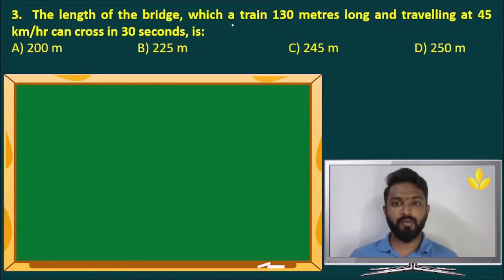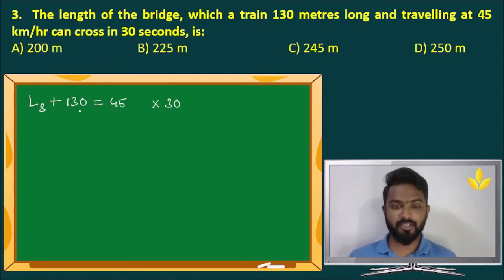The length of the bridge which a train 130 meters long and traveling at 45 km per hour can cross in 30 seconds is what? Okay. So we have the length of the bridge plus the length of the train, that is 130. This is nothing but the distance. Distance equals speed into time. Speed is 45 km per hour into time is 30 seconds.